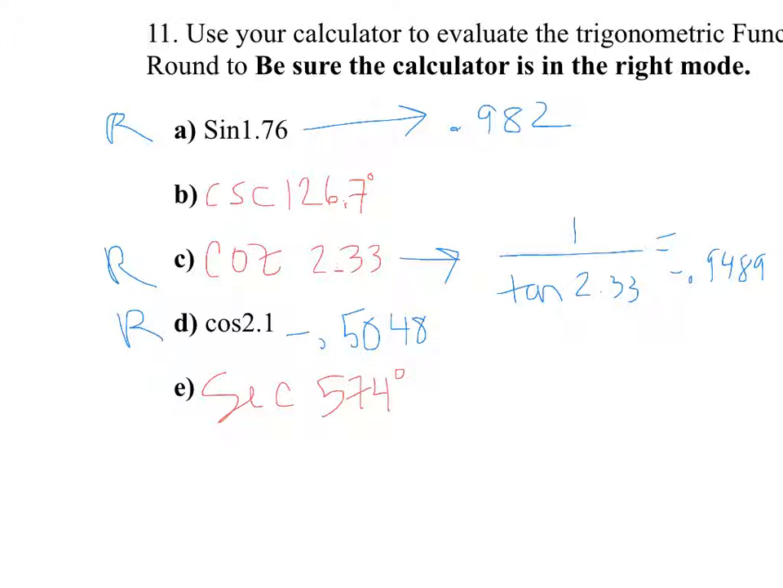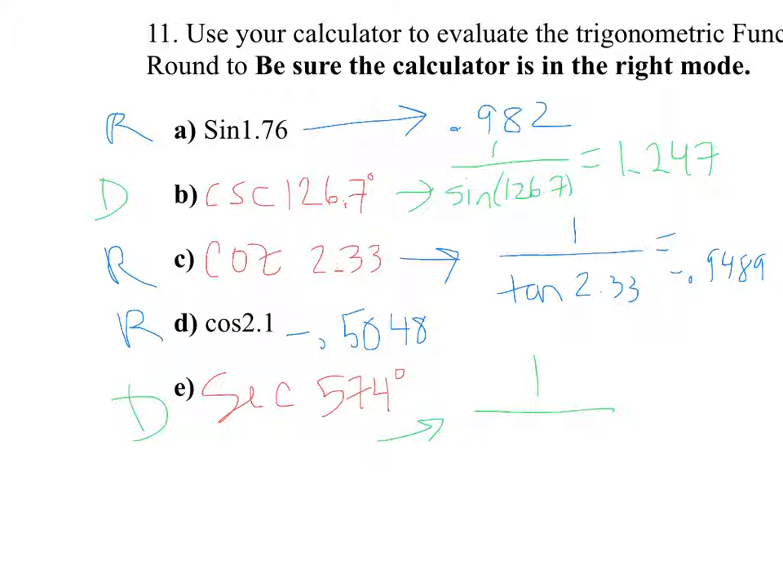Then you change your mode for B and E into degrees. Make sure your mode's in degrees. So for cosecant, it's going to be 1 over sine of 126.7. And when we pop that in, we should get 1.247. And then for E, it's 1 over the cosine of 574, which is equal to negative 1.206.